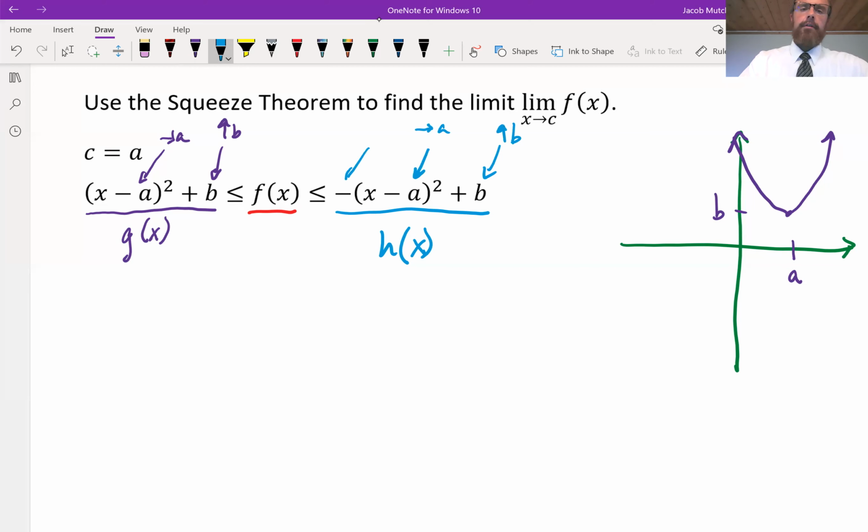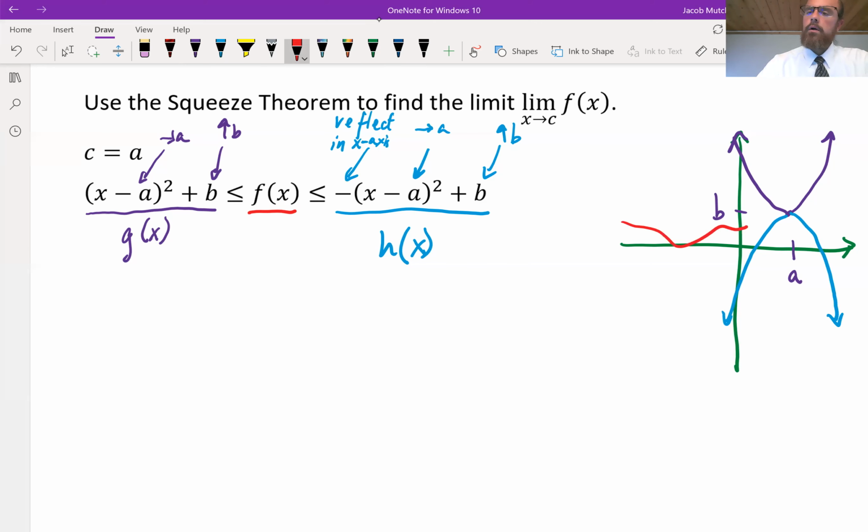It has been reflected in the x-axis, so it also faces downward. So again, it has the shifts a to the right, b up, and opens downward. So even though I don't know a whole lot about the specific a and b, I can think conceptually: it's been moved over right a units, moved up b units. And all of the f of x values in red are between the two functions.